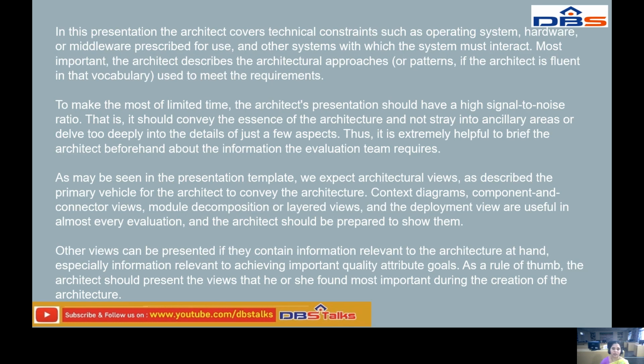In this presentation, the architect covers technical constraints such as operating system, hardware or middleware prescribed for use, and other systems with which the system must interact. So in this presentation, the architect mainly covers the technical constraints.